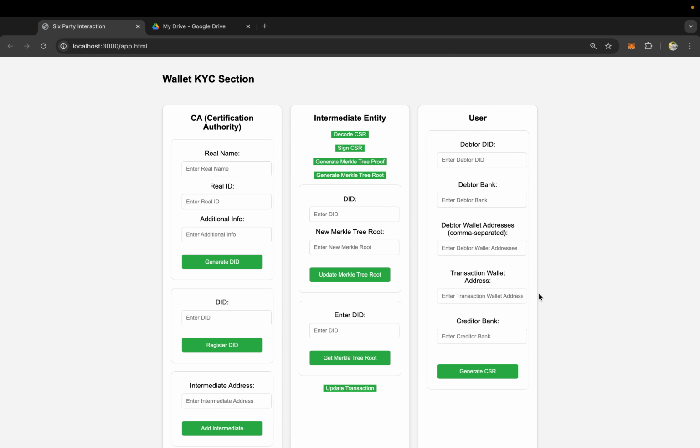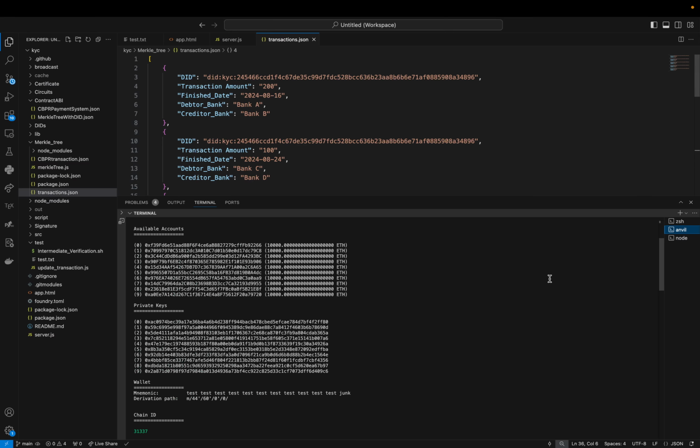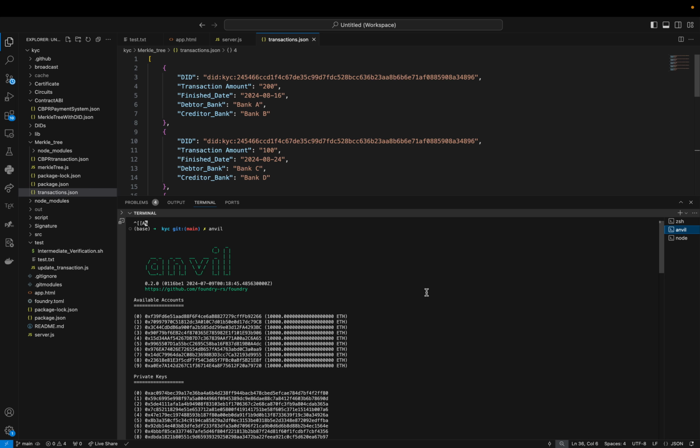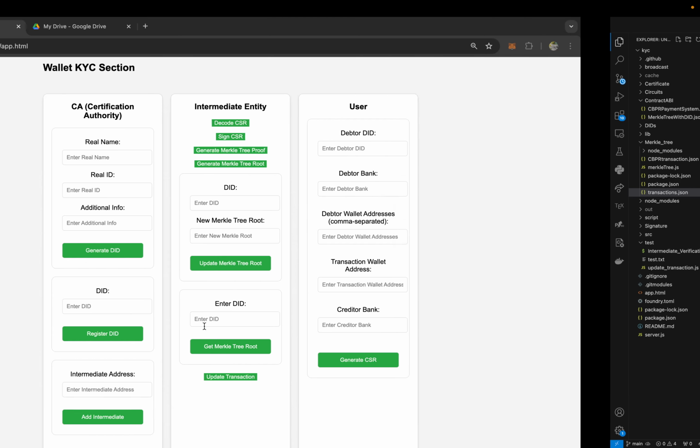Hello everyone, this is a demo for the zero knowledge KYC verification and cross-border payment. We will use Anvil as a local blockchain testnet. Address 0 represents the certificate authority, address 1 is the intermediate entity, address 2 is the debitor bank, address 3 is the intermediate bank, and address 4 is the creditor bank. So let's get started.